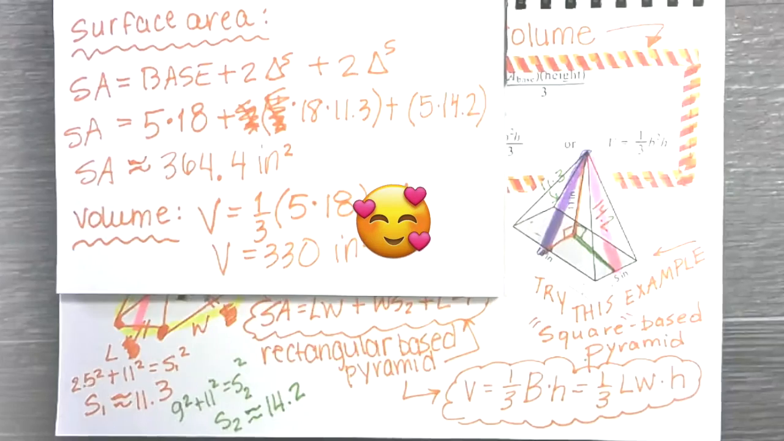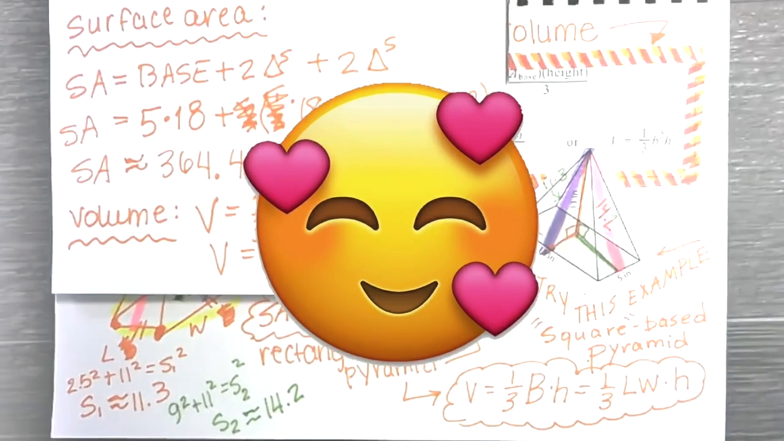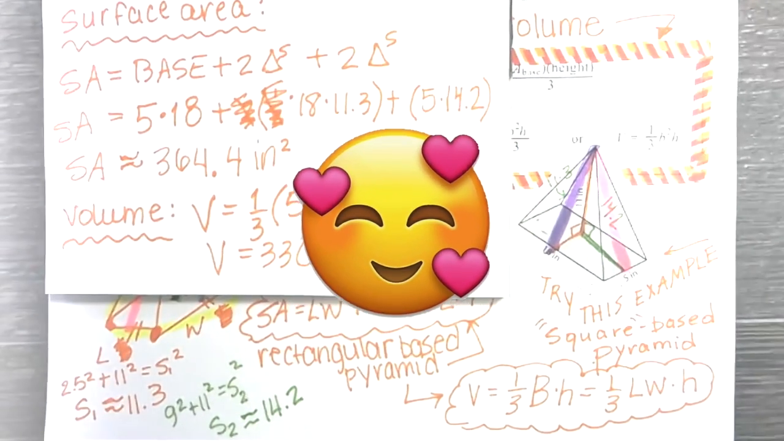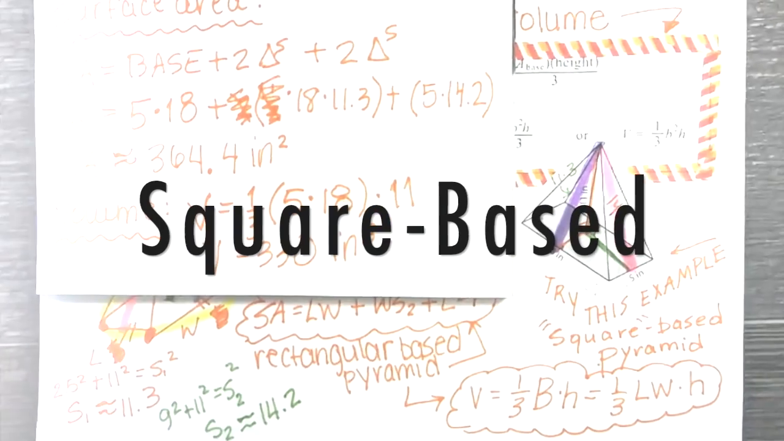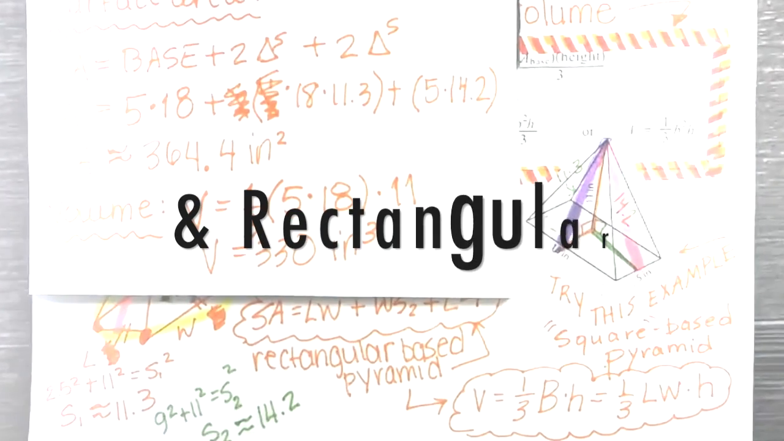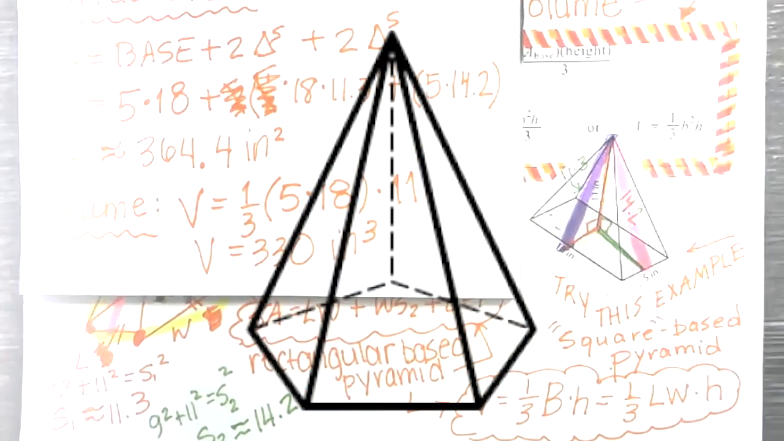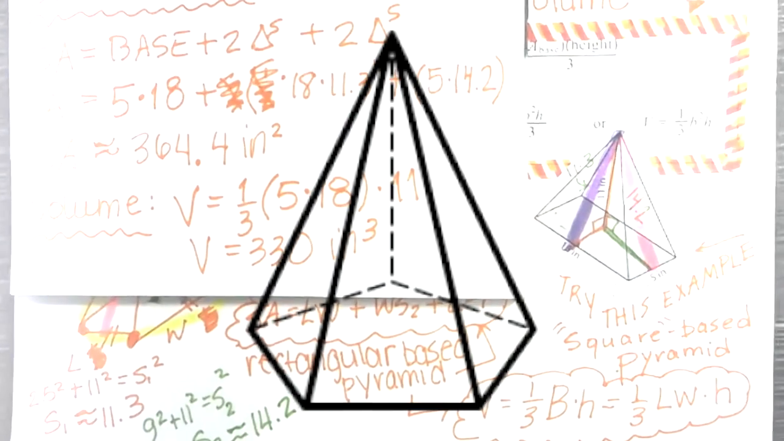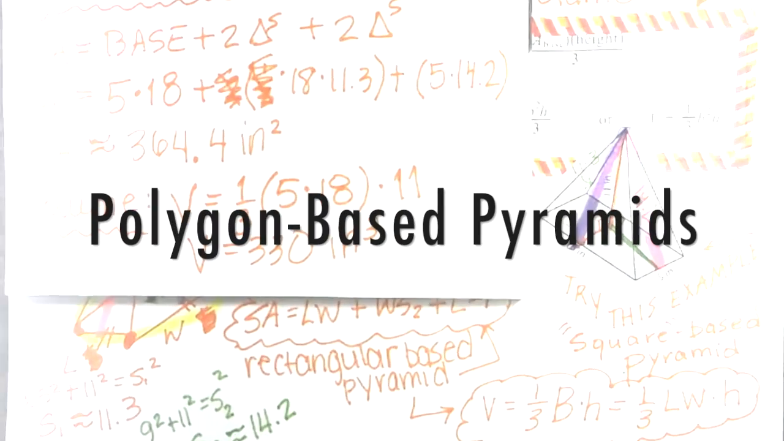I hope this little mini lesson helps you understand the volume and surface area of pyramids that may have a square base or even a rectangular base. And I hope you even see the logic and how this really could apply to a pyramid with really any polygon as the base. Good luck!